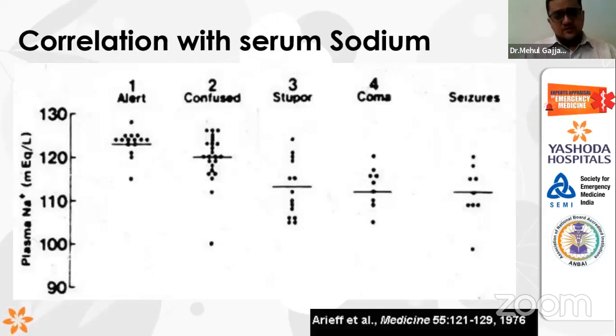These symptoms always correlate with the serum sodium level, that is, how fast the sodium has declined. So whenever the sodium is less than 120, severe symptoms are associated with it. That is beautifully established and explained in this study by Arif et al., which clearly tells that any serum sodium level less than 120 is associated with stupor, coma, seizure, and dreaded complications.